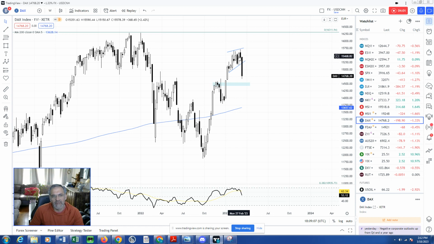And I have on the Discord channel, and on the website, I outline what the levels are from the shorter time frames to layer on shorts on this.